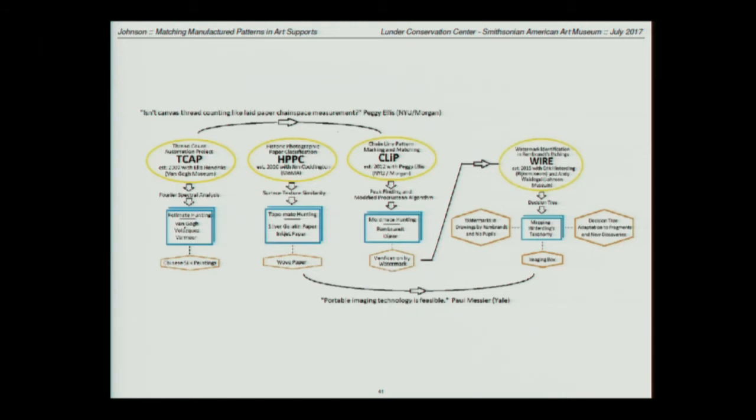So I hope I've given you the impression that computation can help in giving you extra information about art questions, whether they're conservation or art history questions. And so what Paul's going to tell you is a bit more about why that's the case, at least in the paper. Paul, your turn.